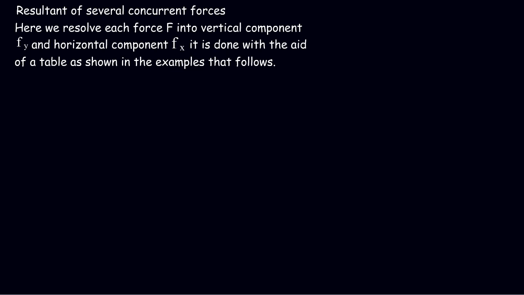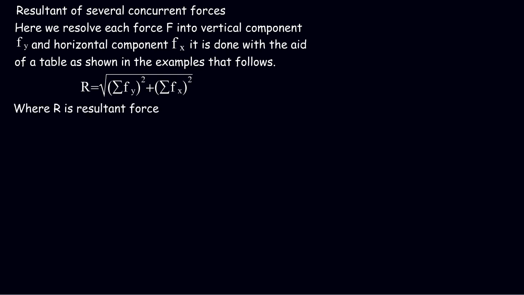Now for the resultant of several concurrent forces, here we resolve each force into vertical component Fy and horizontal component Fx. It is done with the aid of a table as shown in the example that follows, and after doing that our resultant R will be equal to the square root of the summation of Fy squared plus the summation of Fx squared, where R is the resultant, summation Fy is the sum of all the Fy, and summation Fx is the sum of Fx.